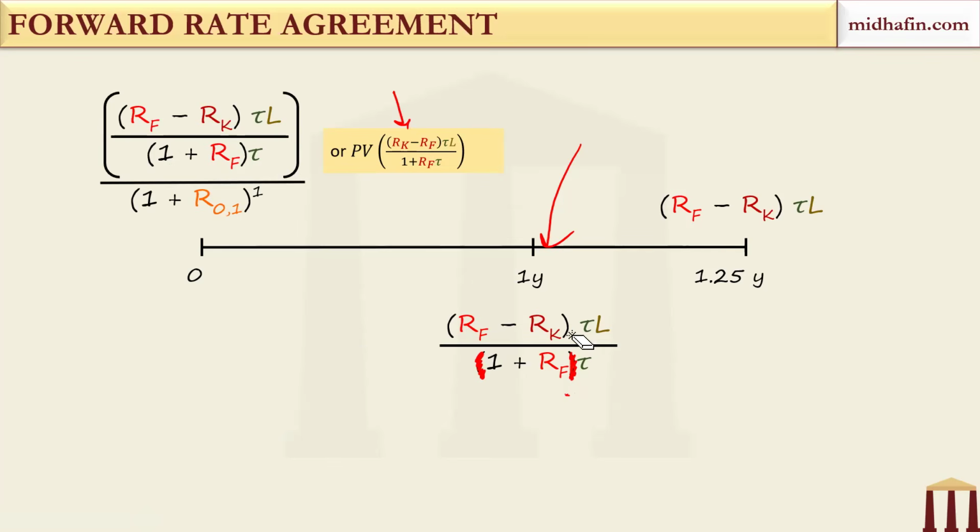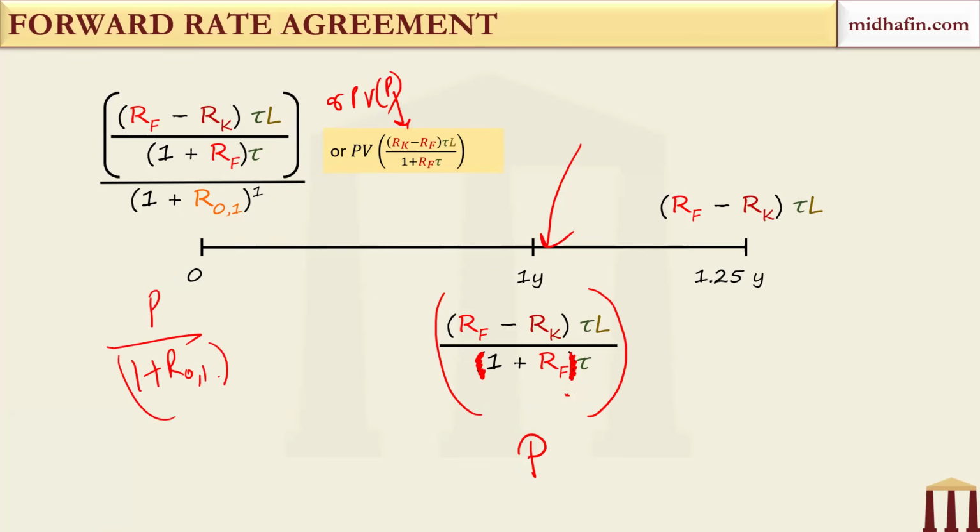So if you want to find out the present value of this, we simply divide this. Let's call this entire thing capital P. So basically we are finding out the present value of P over here. This is nothing but P divided by 1 plus R(0,1) raised to the power 1, which makes sense because whatever you do, you have to discount it by the rate which is applicable between this period.